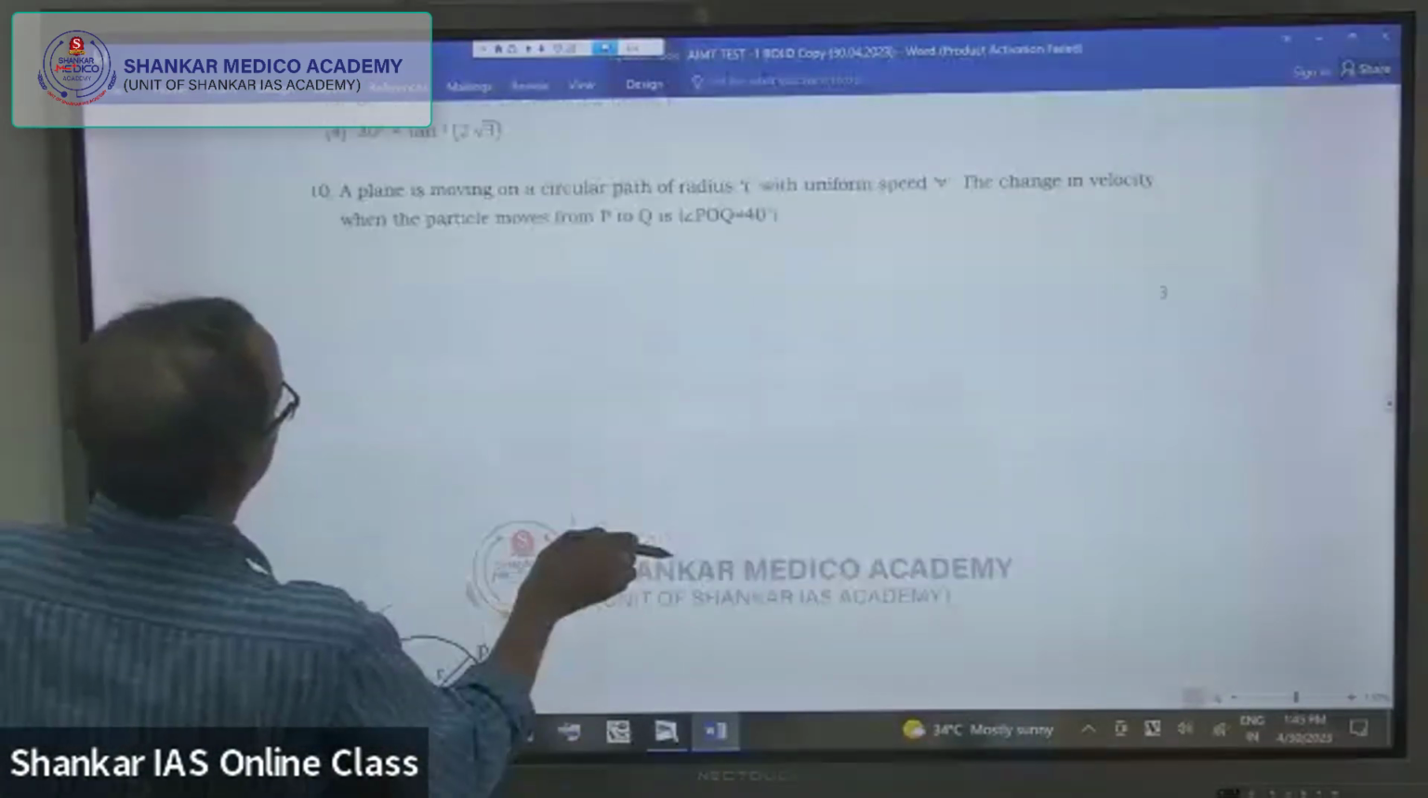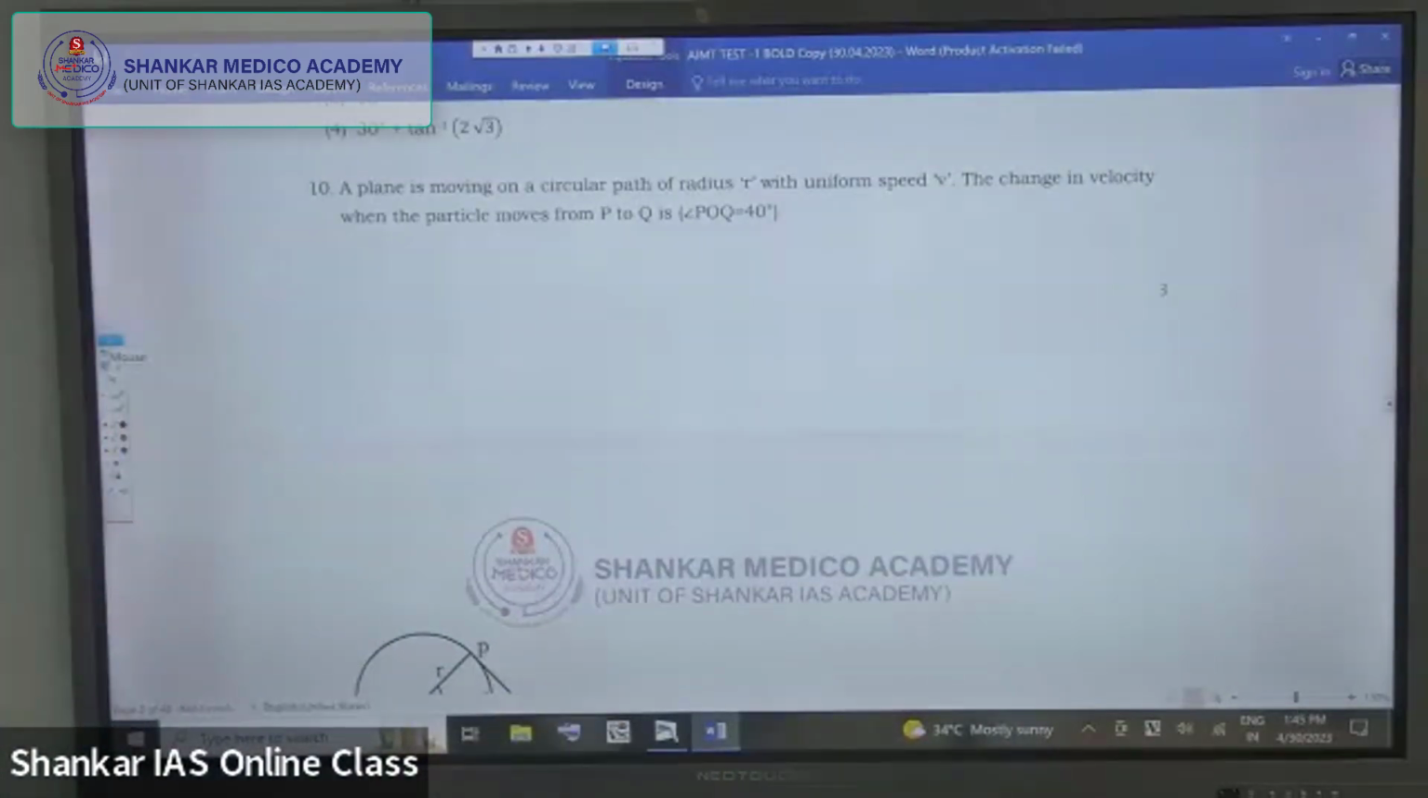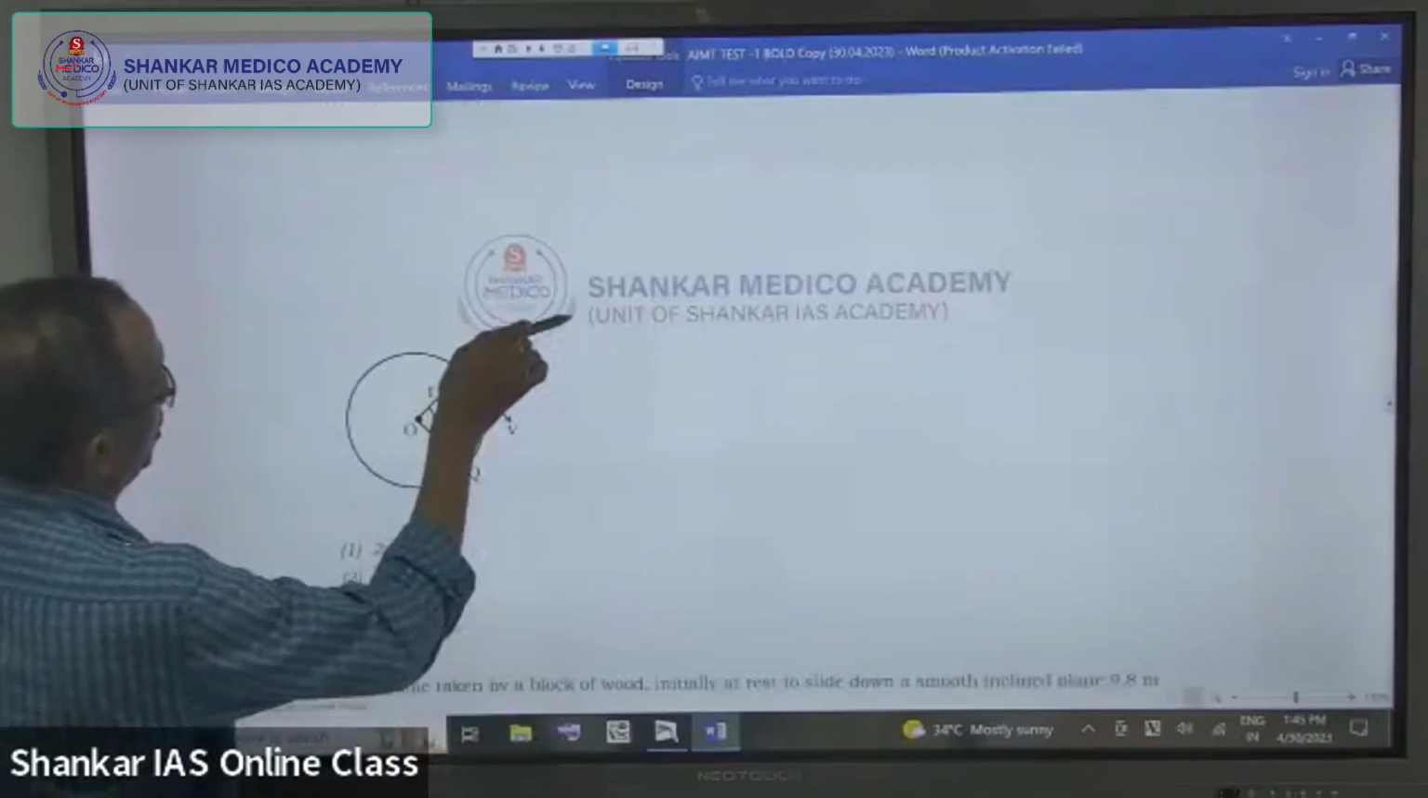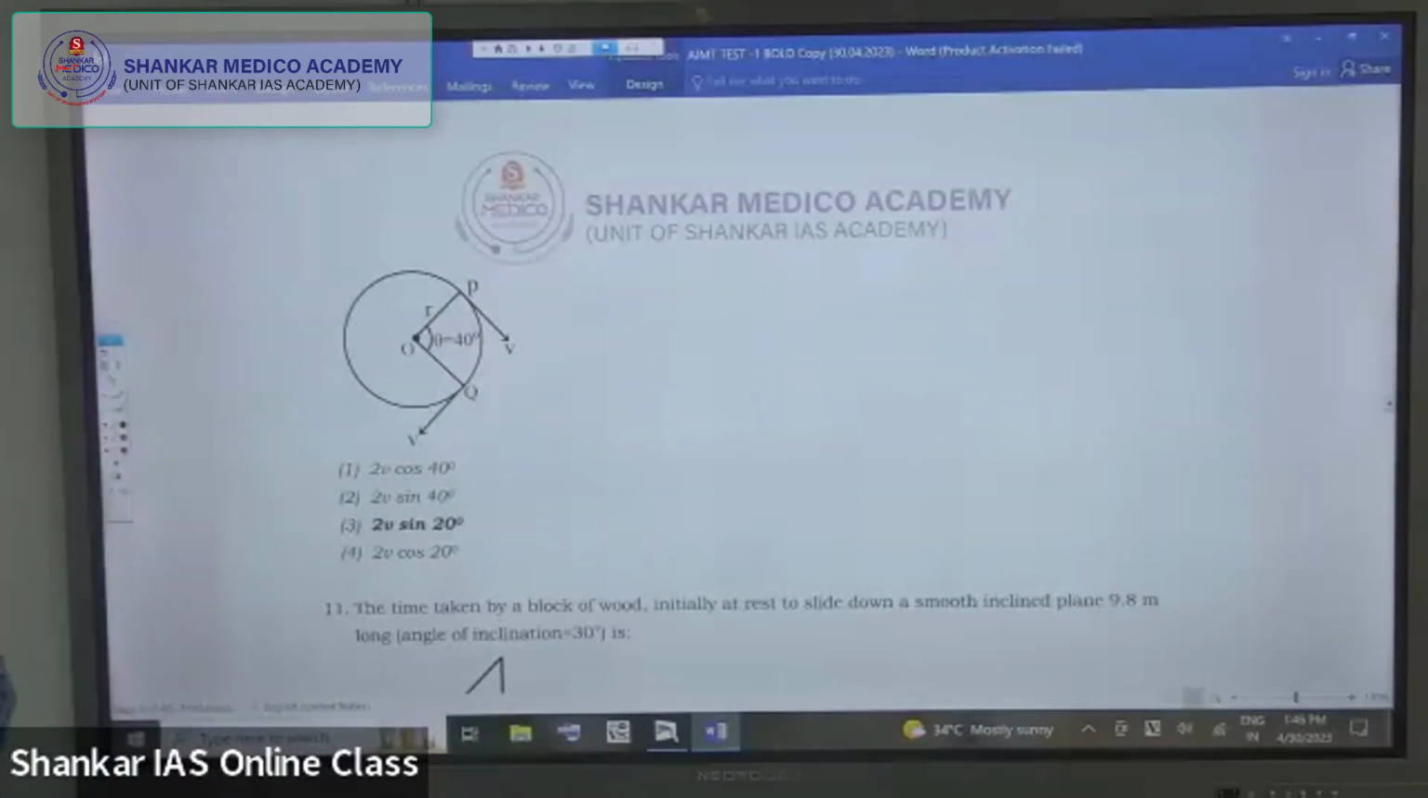A plane is moving on a circular path of radius r with uniform speed v. The change in velocity when the particle moves from P to Q is? Anybody got this answer? How? Steps.